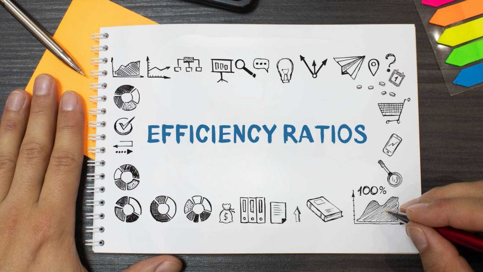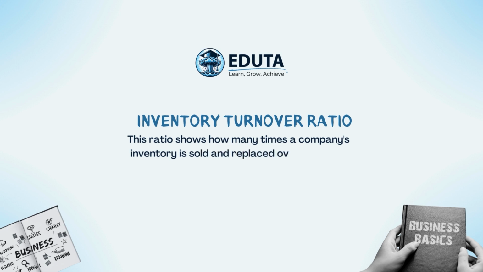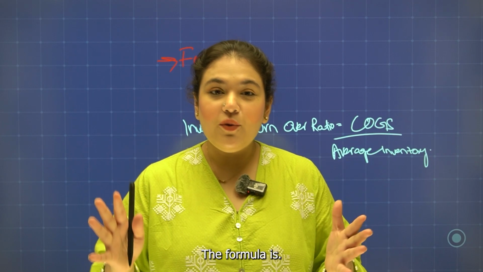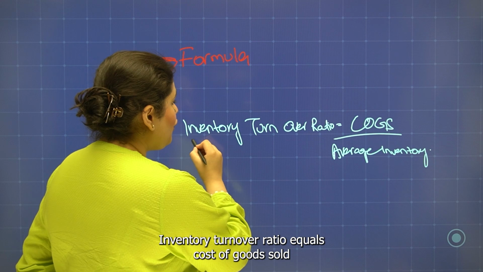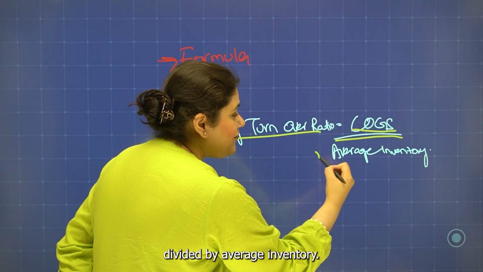Let's discuss efficiency ratios. Inventory turnover ratio. This ratio shows how many times a company's inventory is sold and replaced over a period. The formula is inventory turnover ratio equals cost of goods sold divided by average inventory.